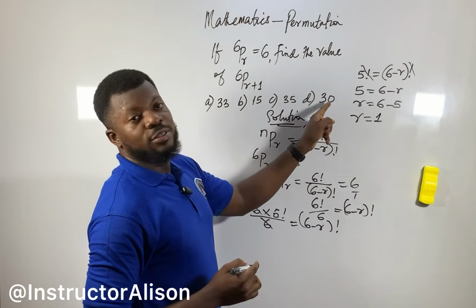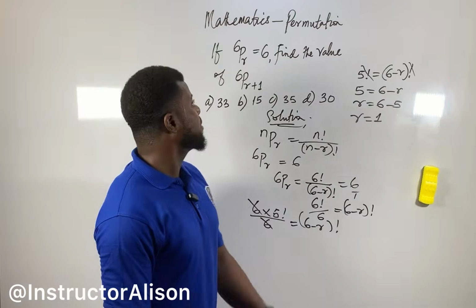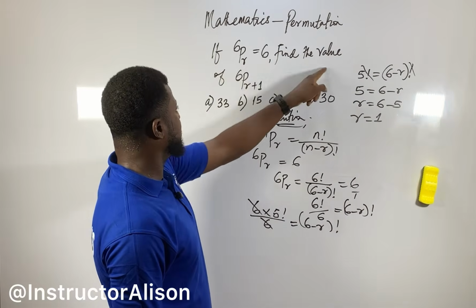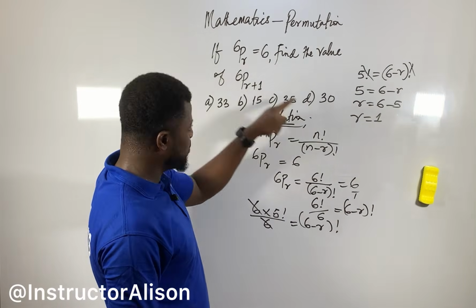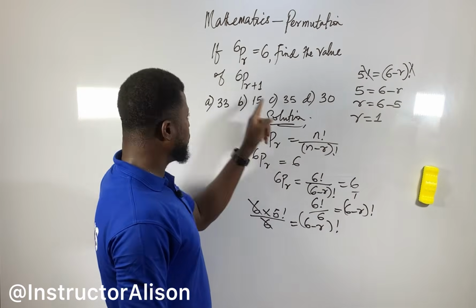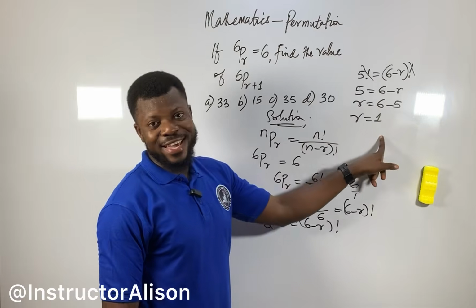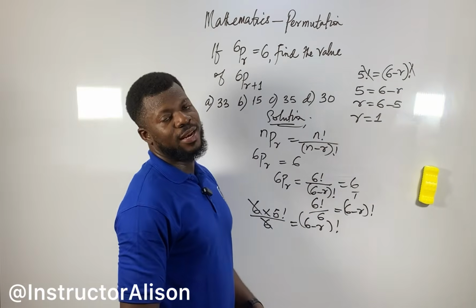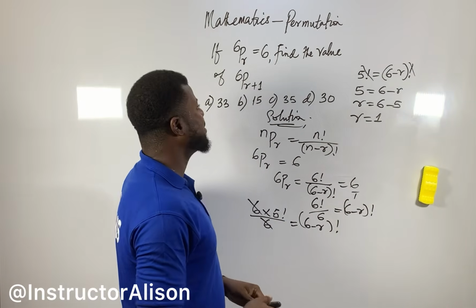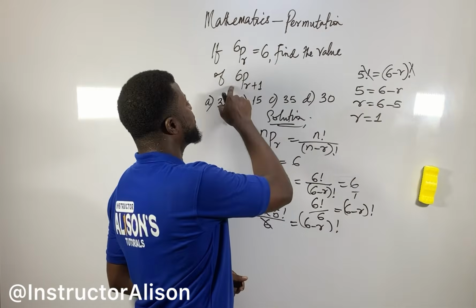They say if this one is equal to this, find the value of something. The value they ask to find is not r. But for you to get it, you need to find r. So we have found r as 1. You're shocked. Like the video, like it. If they like us, we break them down. So let us find what they say we should find.